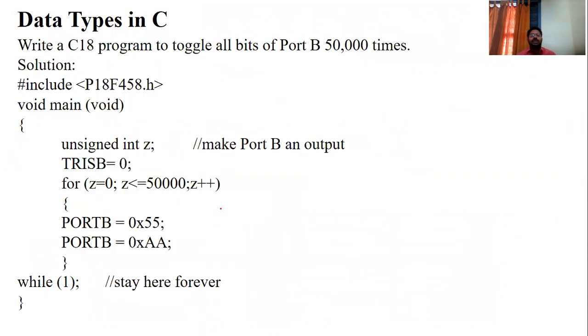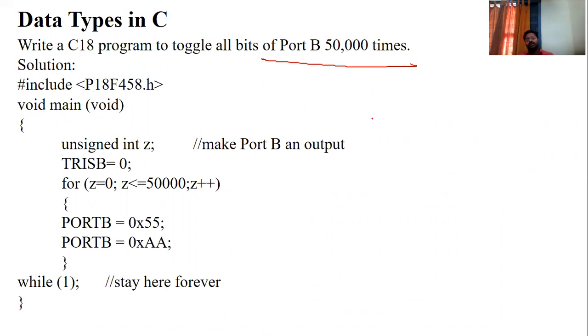Okay, see this again. Write the C program to toggle the bits, 50,000 times. So simply, toggle the values; it can show the values from 0 to 50,000.